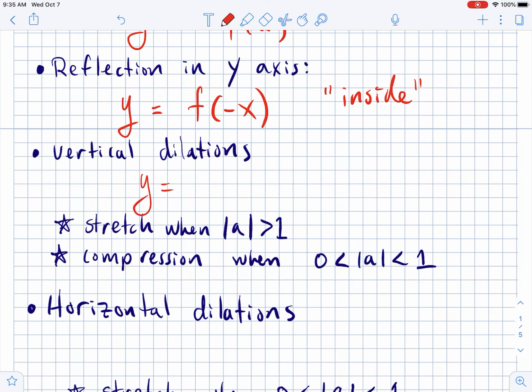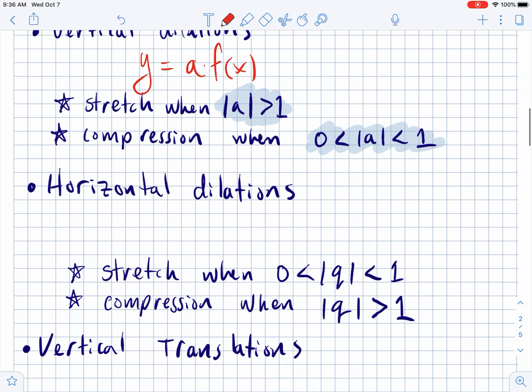Vertical dilations are when you take some function and multiply it by a scale factor of a. When the absolute value of a is bigger than 1, so like 2, 3, 4, 5, or like -2, -3, -4, -5, that will produce a vertical stretch. When it's in between 0 and 1, like 1/2 or -1/3, that is a vertical compression. It gets squished from the top and the bottom.